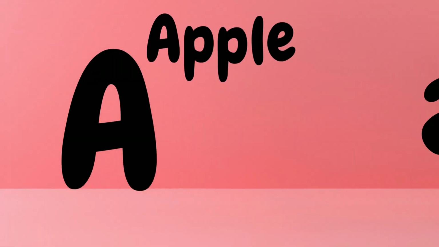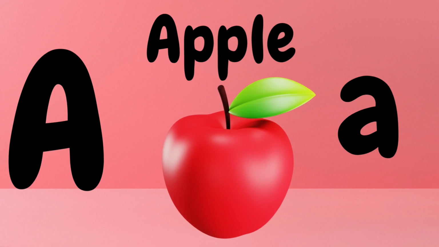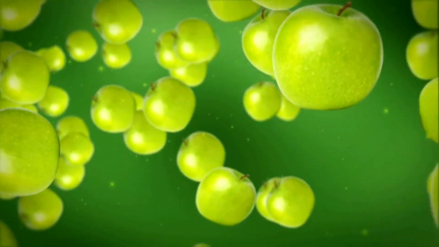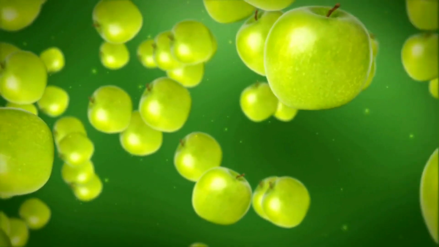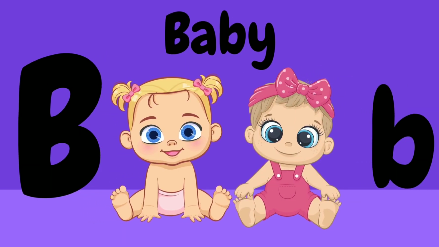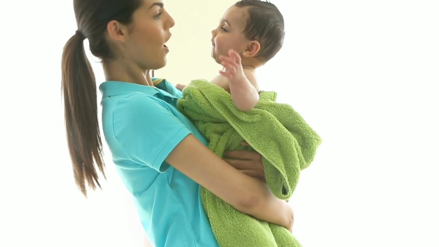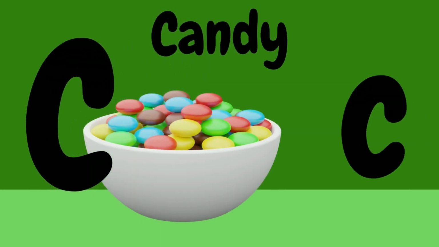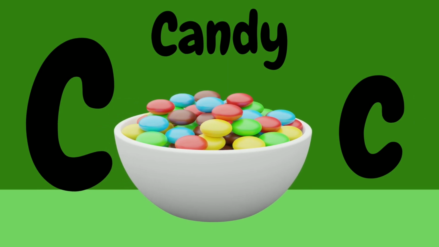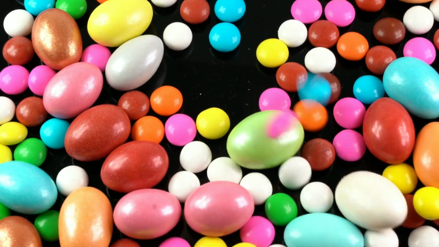1, 2, 3, 4, 5, 6, 7, 8, 9, and 10. A is for apple, apple, apple. This is an apple. B is for baby, baby, baby. This is a baby. C is for candy, candy, candy. This is a candy.